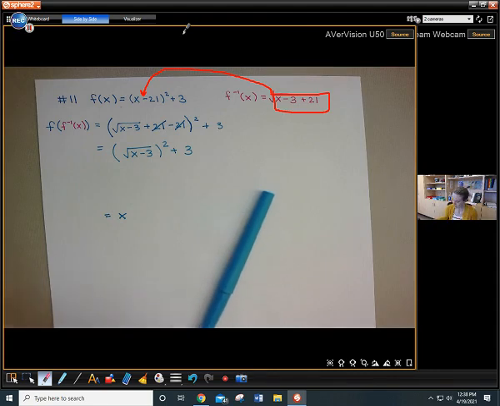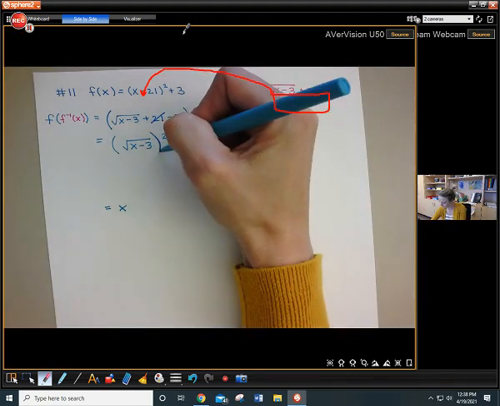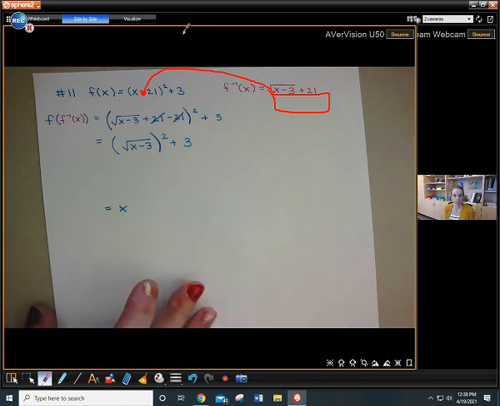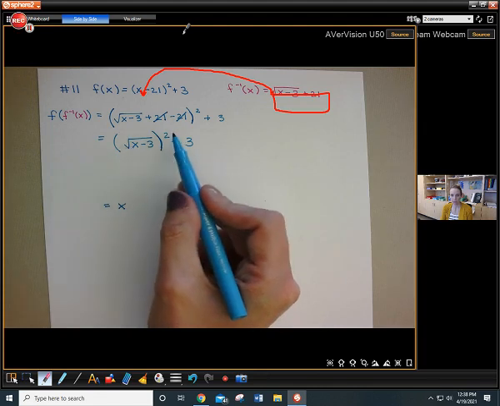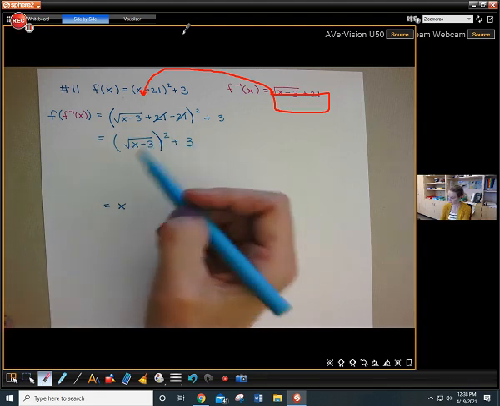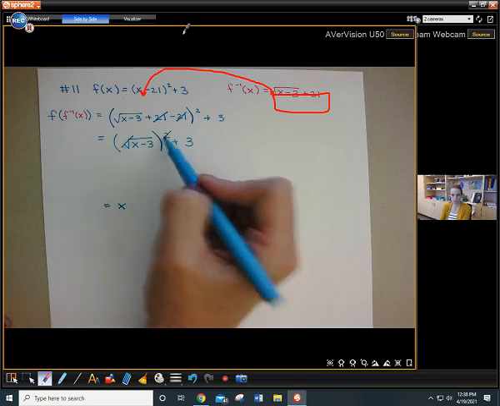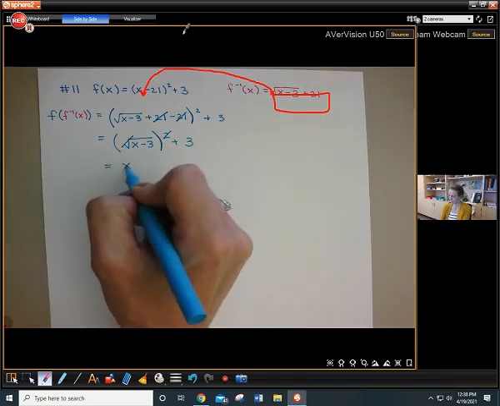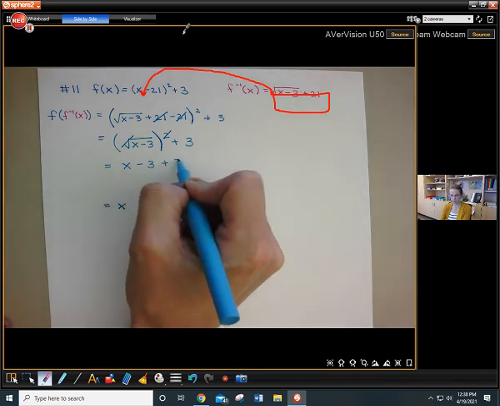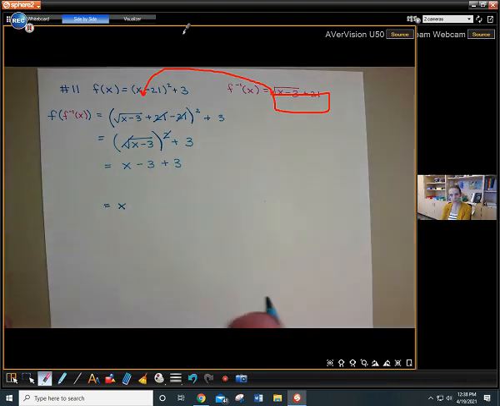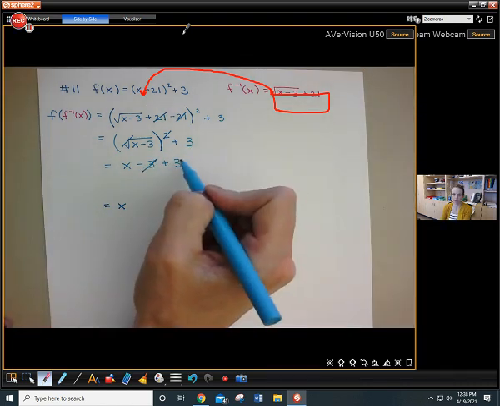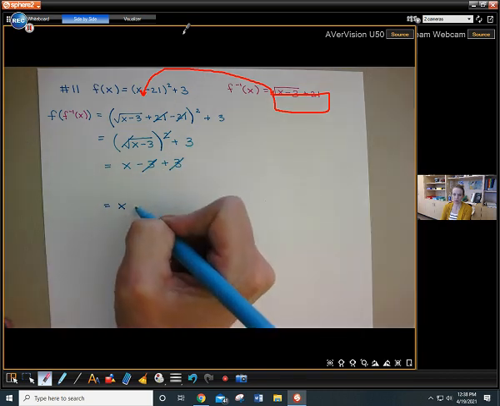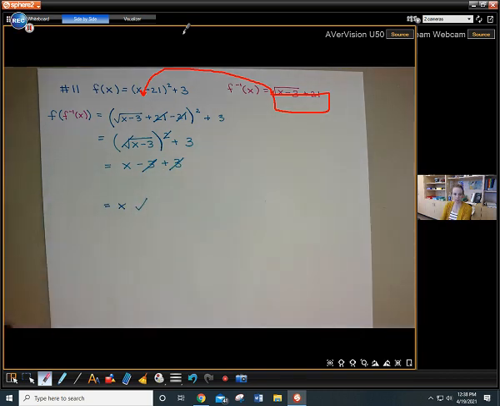So now, what could I simplify? Well, now I have a square root that's being squared, so those are inverses. This square root and square are going to cancel, and I'm left with an x minus 3 plus 3. And then you're asking yourself, what can cancel? A negative 3 and a positive 3 would cancel, and I have just verified that I have an x. So now we need to go the other way.